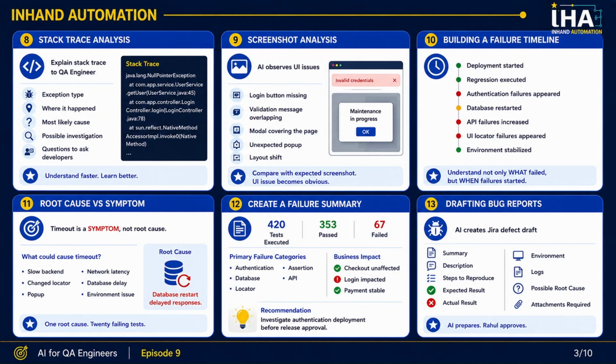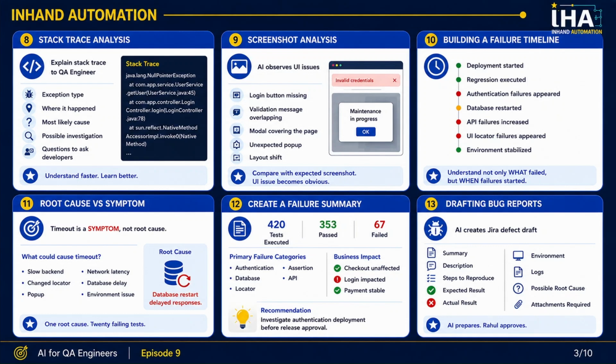And now Rahul learns another important lesson. AI says timeout, but timeout is not the root cause. It's a symptom, right? So Rahul asked AI what could have caused the timeout. AI suggested slow backend, maybe a change in locator, or maybe a pop-up or network latency, database delay, environment issue. So based on that, Rahul investigated further and found the root cause that okay, database restart delayed the response. And one root cause caused us 20 failed test cases.